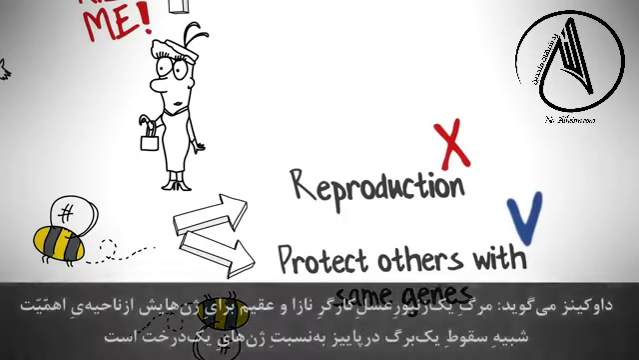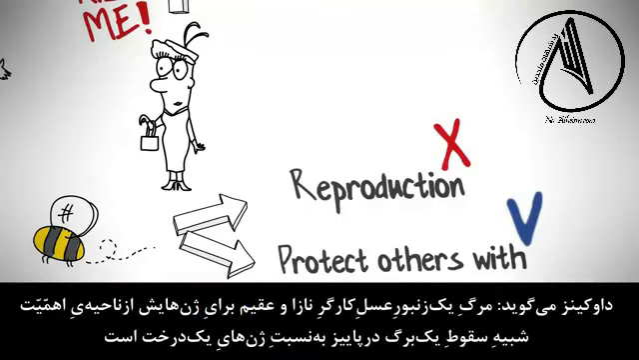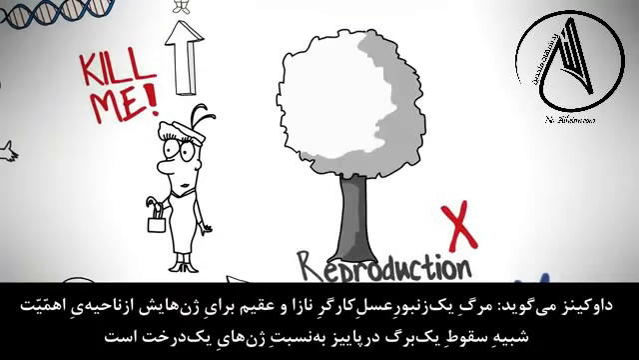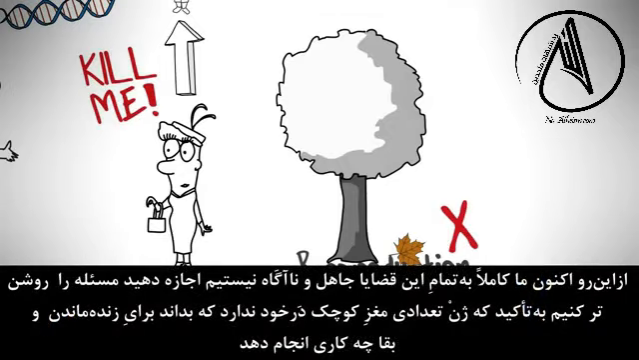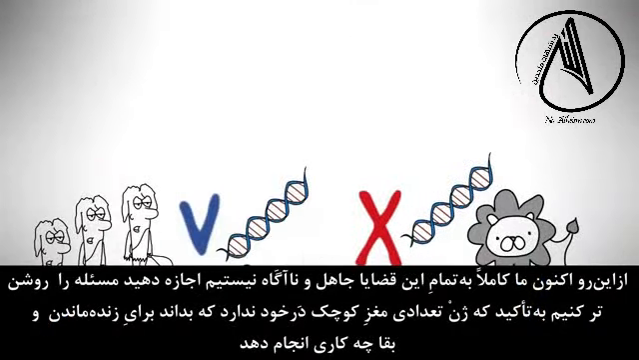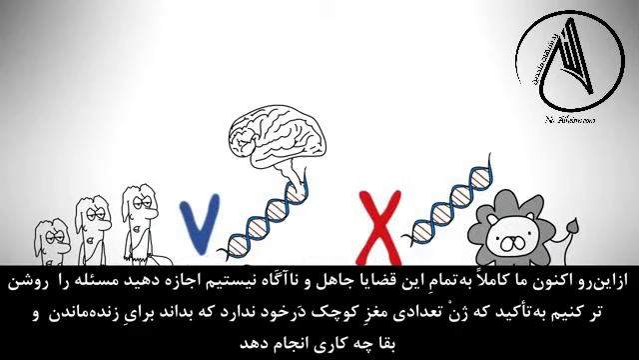Dawkins says, the death of a single sterile worker bee is no more serious to its genes than is the shedding of a leaf in autumn to the genes of a tree. So now that we're not completely naive about all of this, let's make one thing clear. Of course the gene doesn't have some little brain in it that knows what to do to survive.